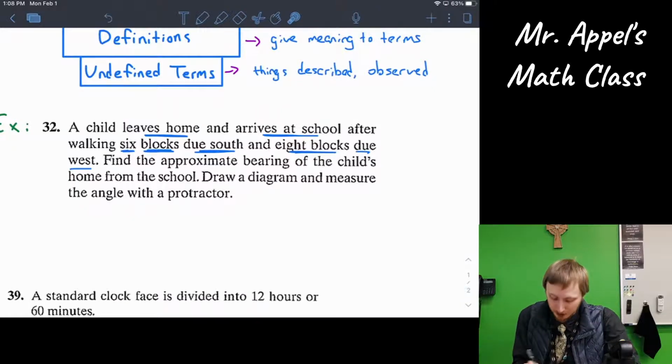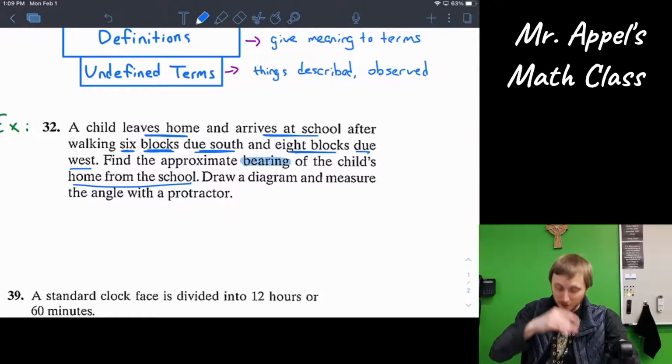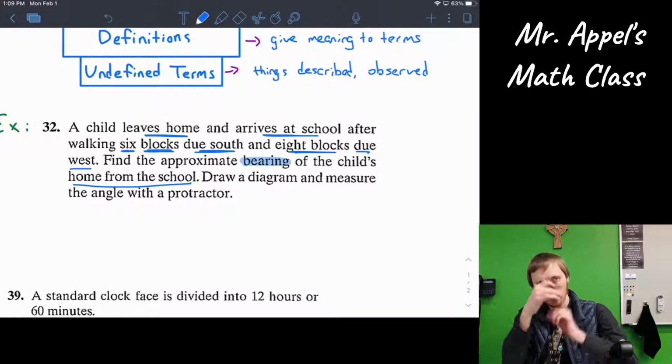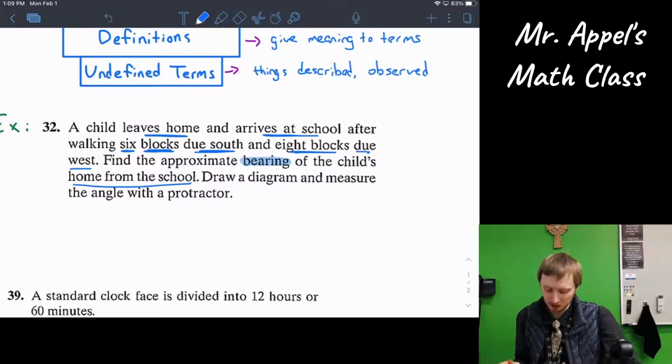Now, what do we actually want to find? Find the approximate bearing. What's a bearing? Of the child's home from the school. Of the home from the school. Oh, that's different. The child left home, went to school. This is from home to the school. No. Bearing of the home from school. This is the opposite direction. Oh, so we've reversed things.